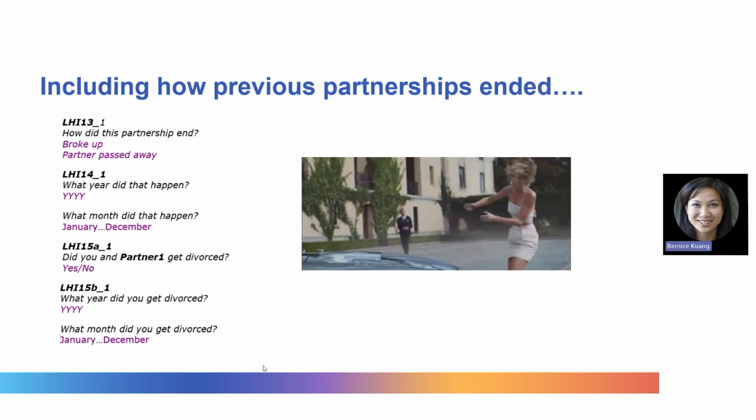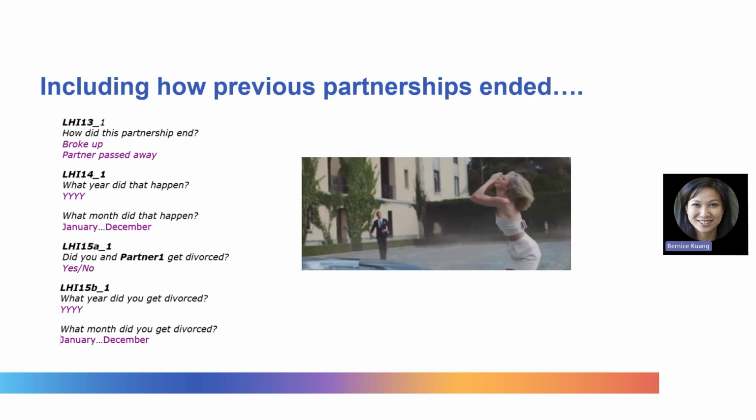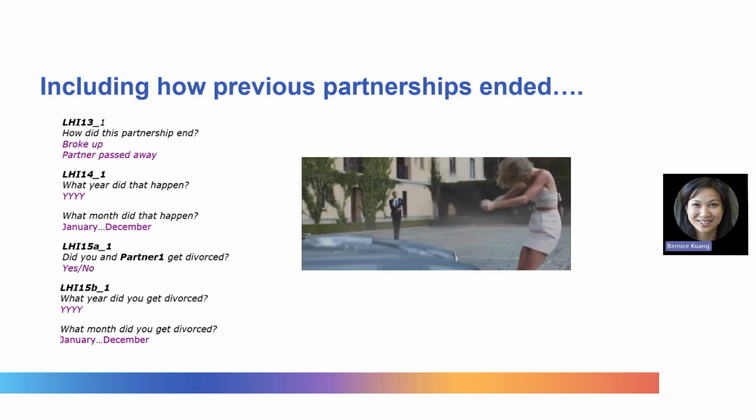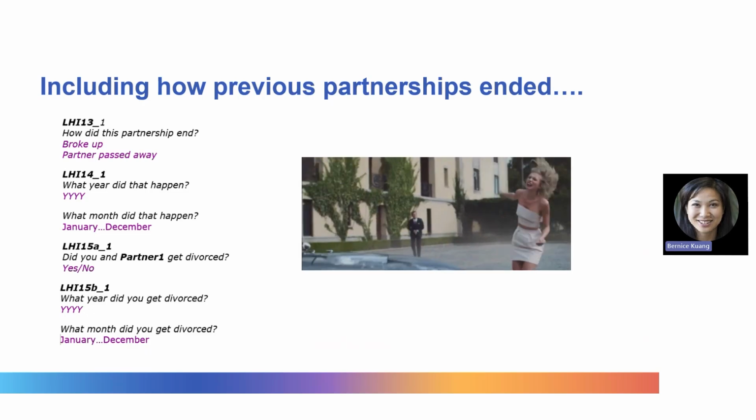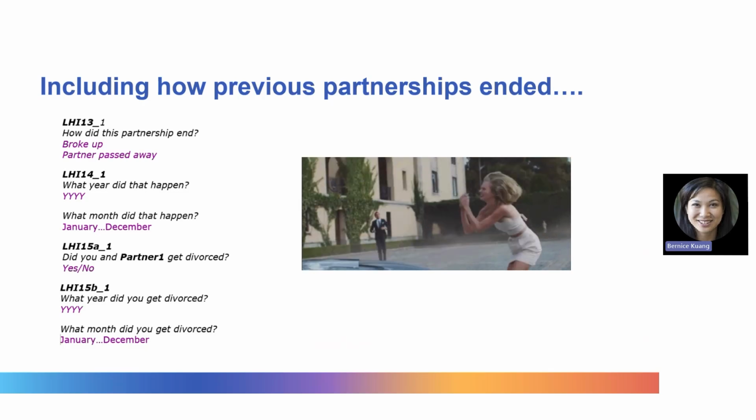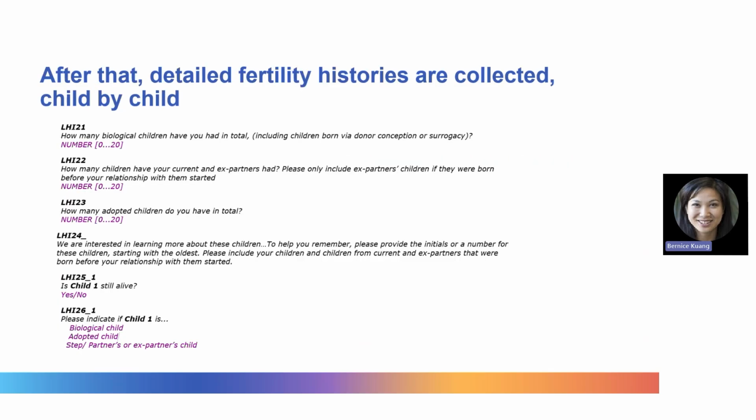Now, because these relationships are indeed previous relationships, the GGS also asks, how did the relationship end? Whether they broke up or if the partner passed away, if and when there was a divorce. And then detailed information is collected about each child, one by one, and any children born outside of partnerships.